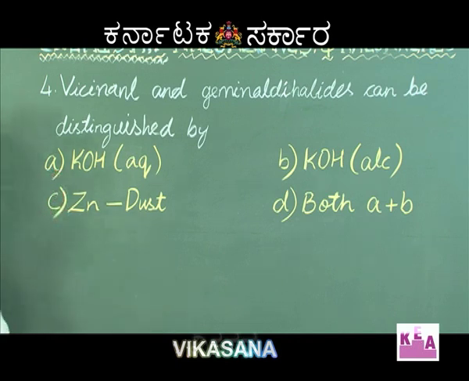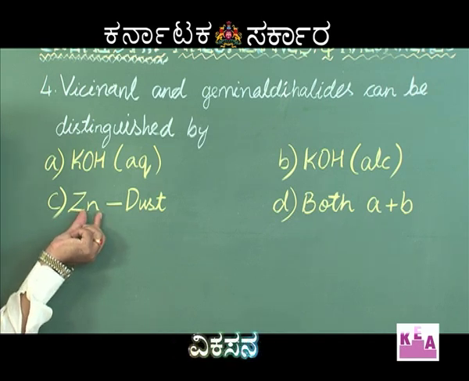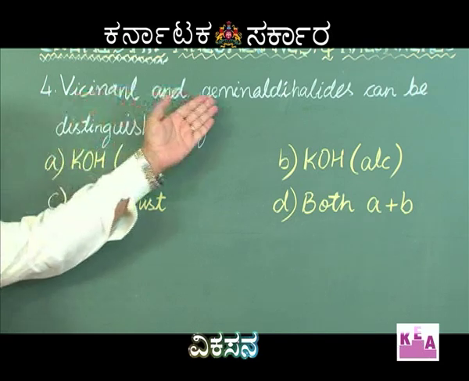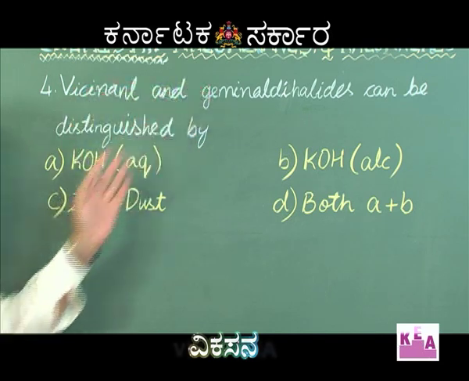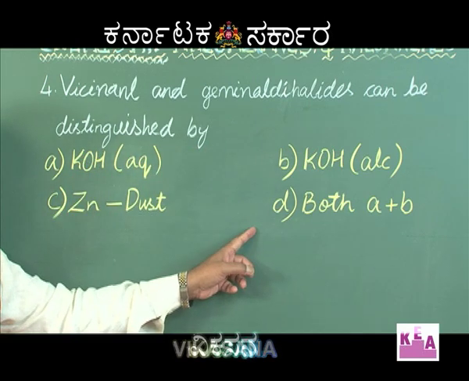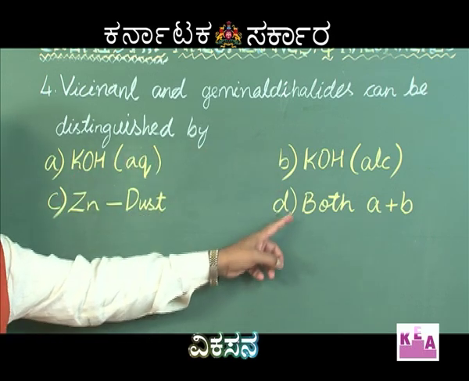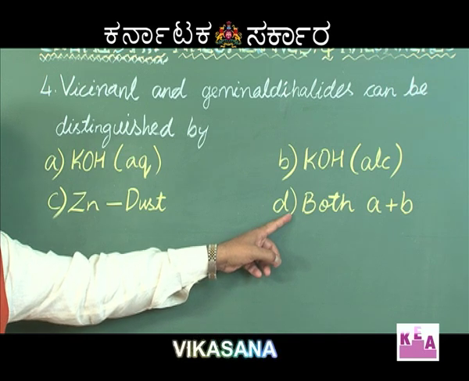Sometimes in multiple choice questions, we need to go for the elimination process. Here we have the reaction with zinc dust, which is a characteristic reaction of phenols. But vicinal and geminal dihalides cannot react with this zinc dust, so option C is ruled out. We are left with three options now: aqueous KOH, alcoholic KOH, both A and B.